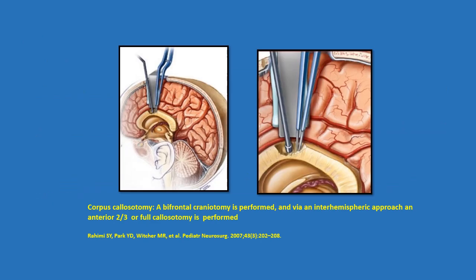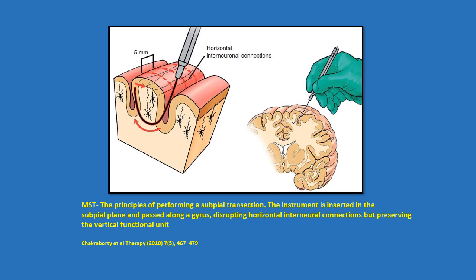This figure shows corpus callosotomy. A bifrontal craniotomy is performed, and via an interhemispheric approach, an anterior 2/3 of full callosotomy is performed. This figure shows MST, the principles of performing a subpial transection. An instrument is inserted in the subpial plane and passed along a gyrus, disrupting horizontal interneural connections, but preserving the vertical functioning unit.